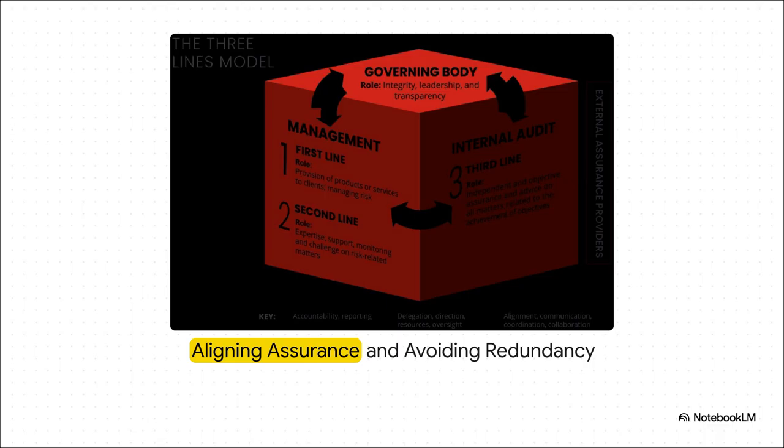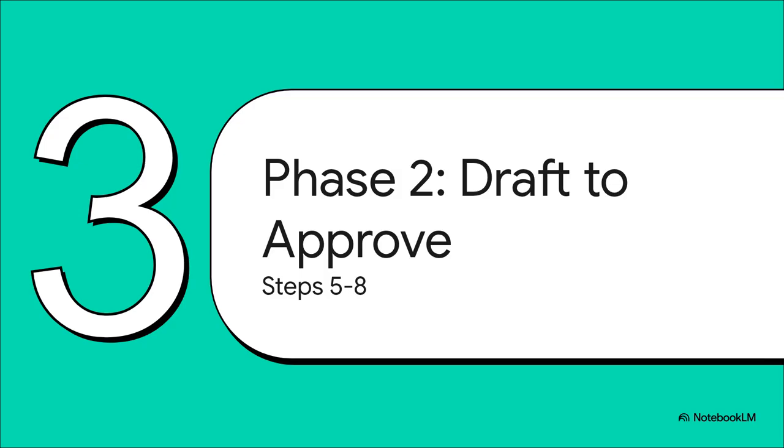I mean, imagine budgeting 500 hours for a massive compliance audit, only to find out the second line just finished perfectly testing those exact same controls. Total waste of time, right? Moving right along to Phase 2, Draft to Approval. This covers the D and the first A in our FDA playbook, covering steps 5 through 8.